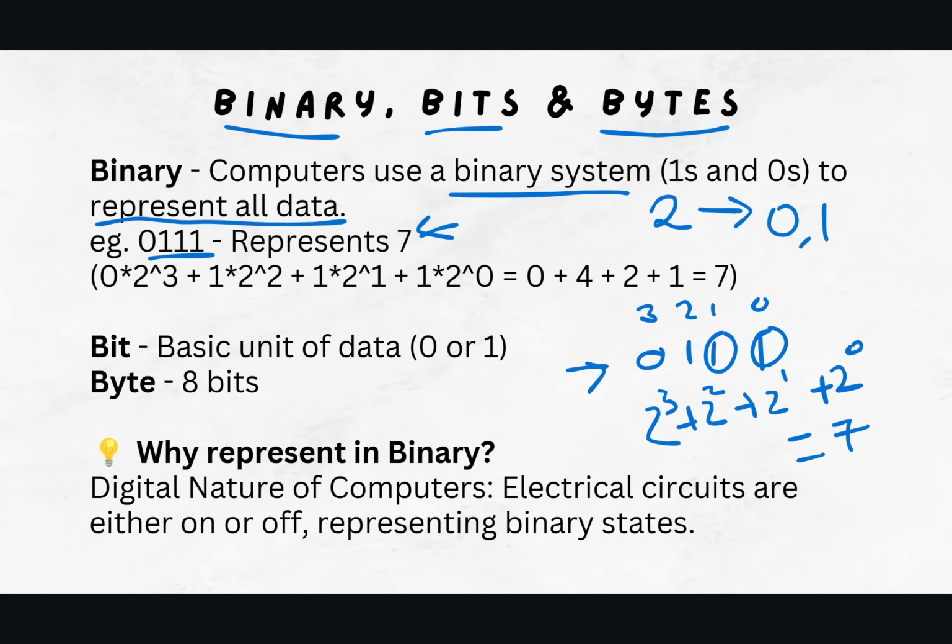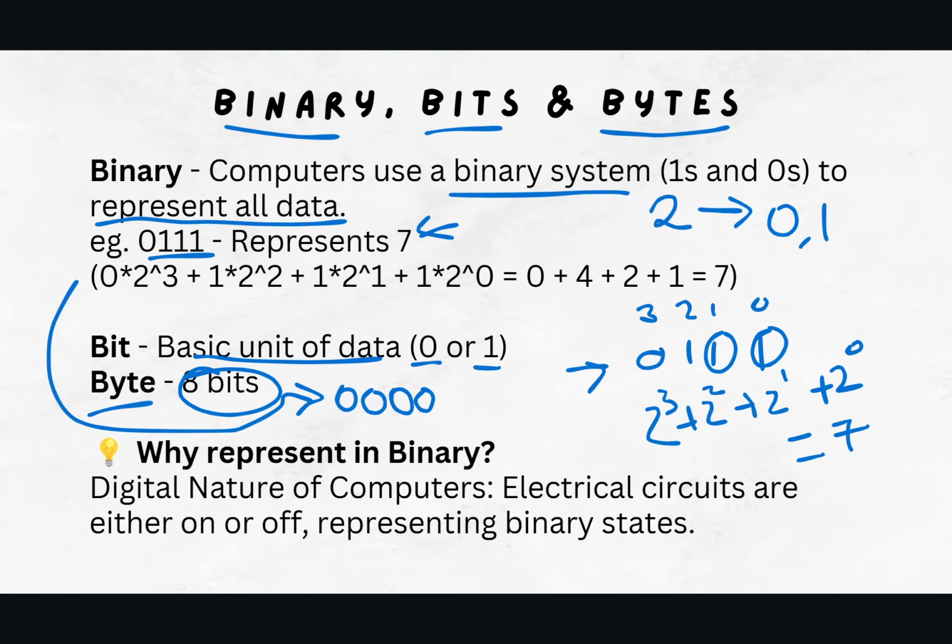So what's a bit? 0 or 1? That's the basic unit of data. It is called a bit. A group of 8 bits is known as a byte. So this 7, if we want to represent it as a byte, we write 0 0 0 0 and then 0111. We just append zeros on the left to make it 8 bits. Okay, so that is the representation of 7 in 8 bits, which is 1 byte.